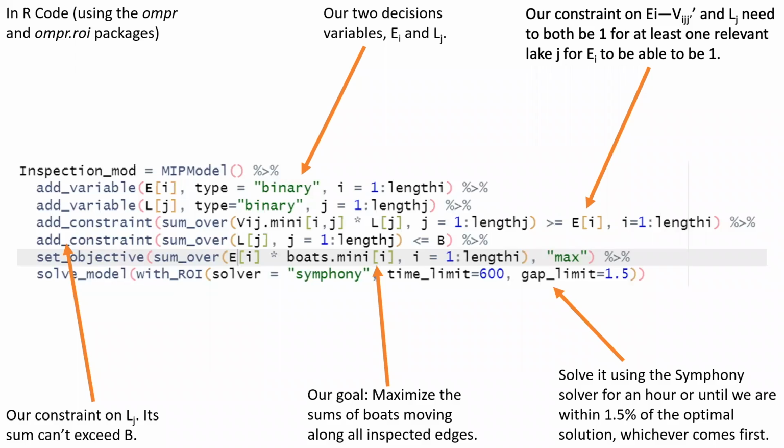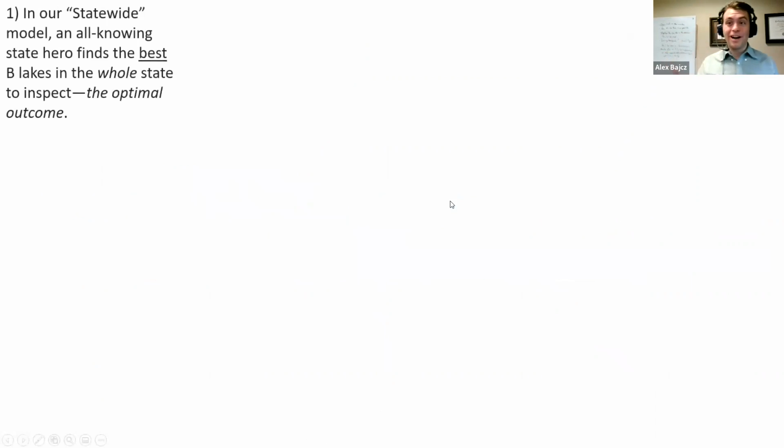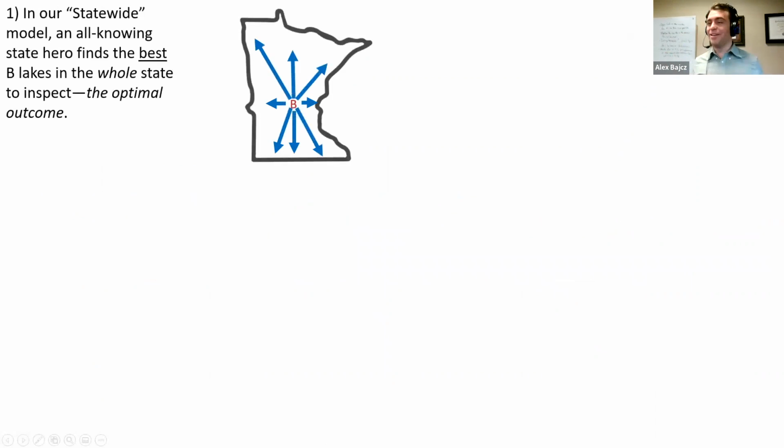You can also set a gap limit, which is how close to the optimal solution you feel like you need to be before the model can stop. And so here I actually told it, once it's within 1.5% of the optimal solution, you can stop looking. So you can actually run a model like this in less than an hour if you want to. And it will be darn close to the right answer, if not the right answer. So there you have it, a real optimization model in the flesh.